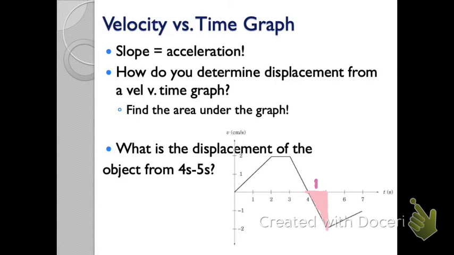This is -2, right? So I'm going to take -2 times 1 divided by 2, and I get -1 centimeter. So why did my value come out negative? Why is my displacement negative here?